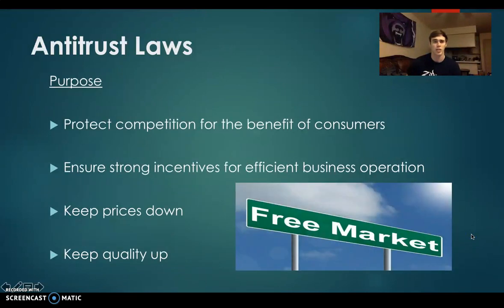So what's the purpose of antitrust laws? To protect competition for the benefit of consumers, to ensure strong incentives for efficient business operation, to keep prices down, and to keep quality up.